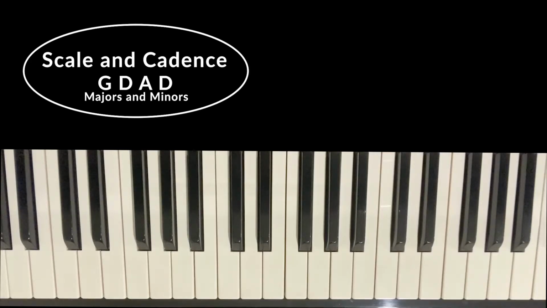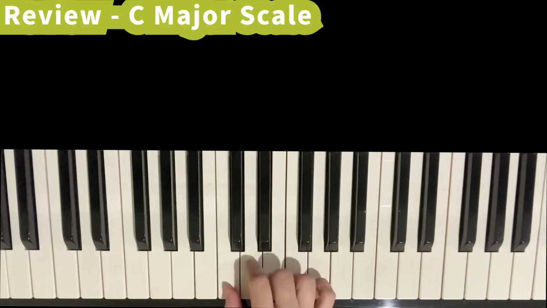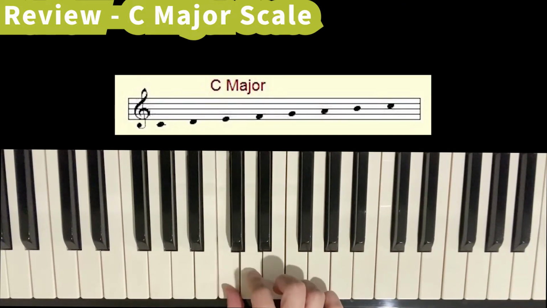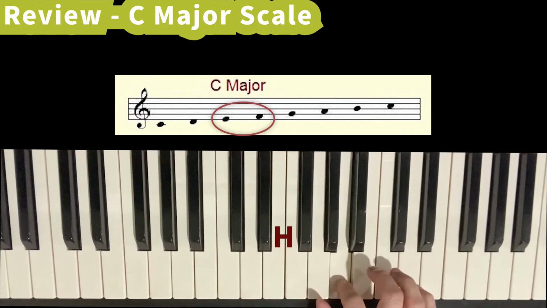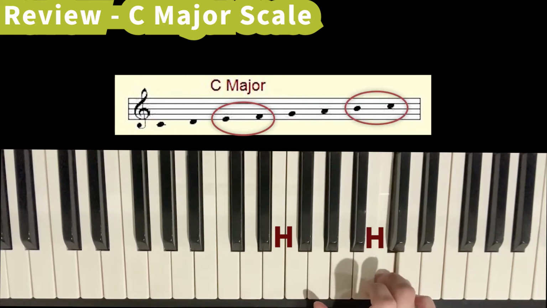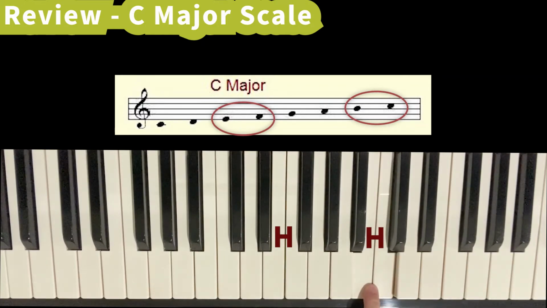Okay, last time in video 2, we learned about how to play scales and cadences. And I explained that when you make a major scale, we're going to have half steps between scale degrees 3 and 4, and otherwise all whole steps except 7 and 8. Scale degrees 3, 4, and 7, 8 only have the half steps.